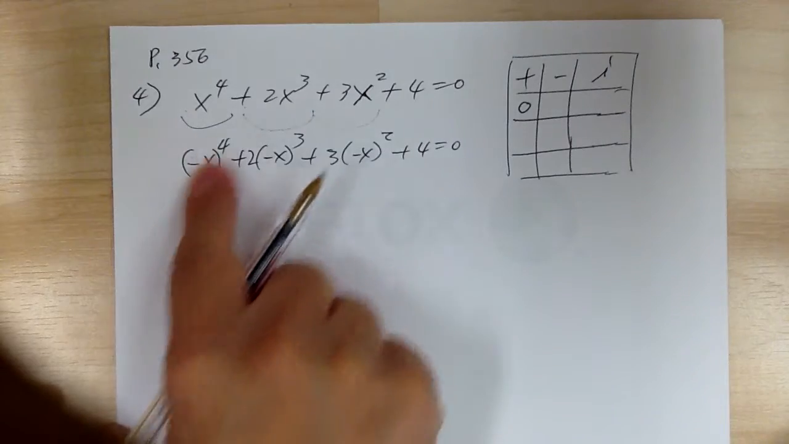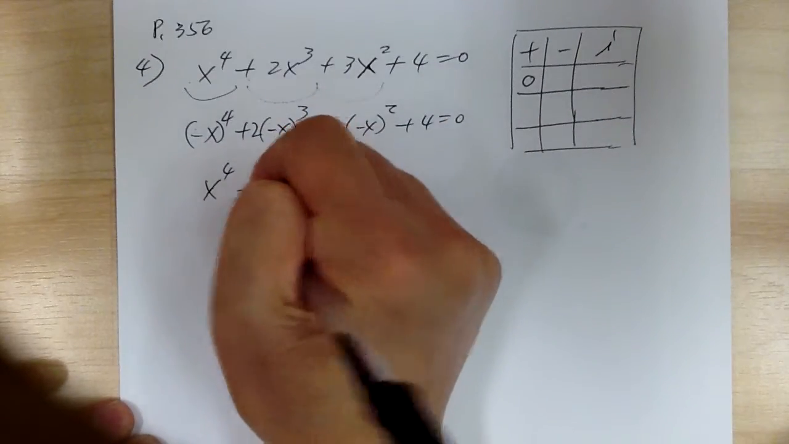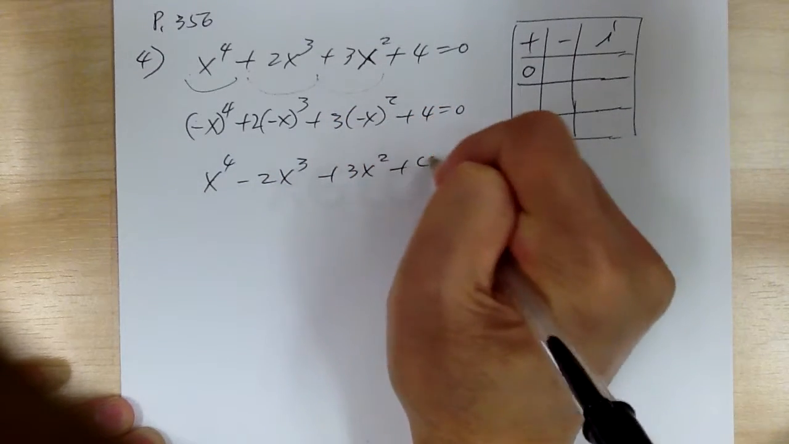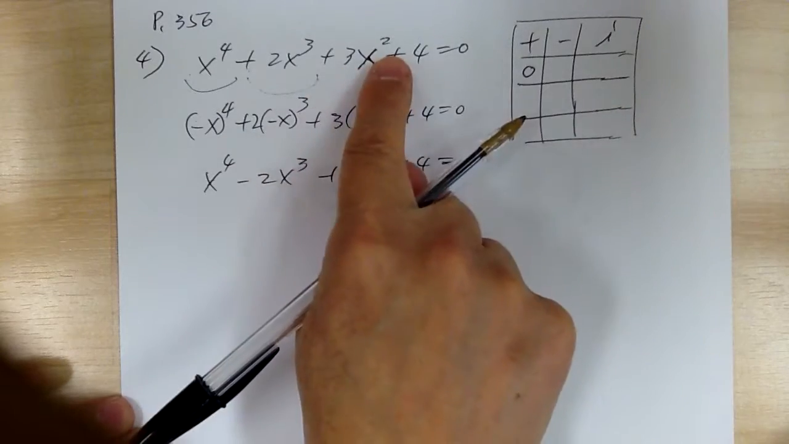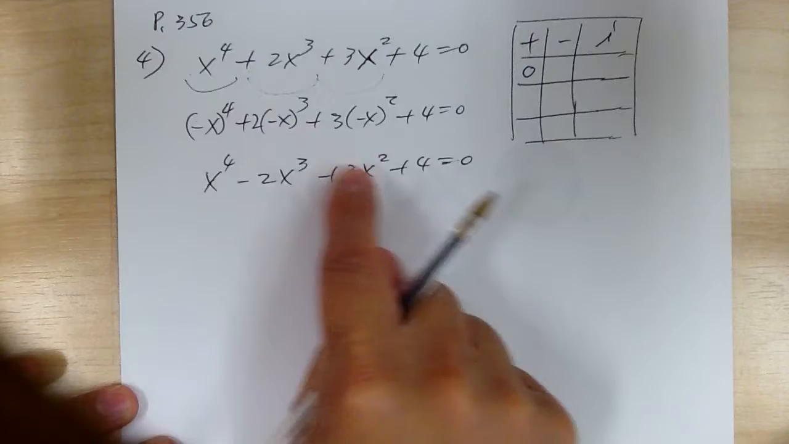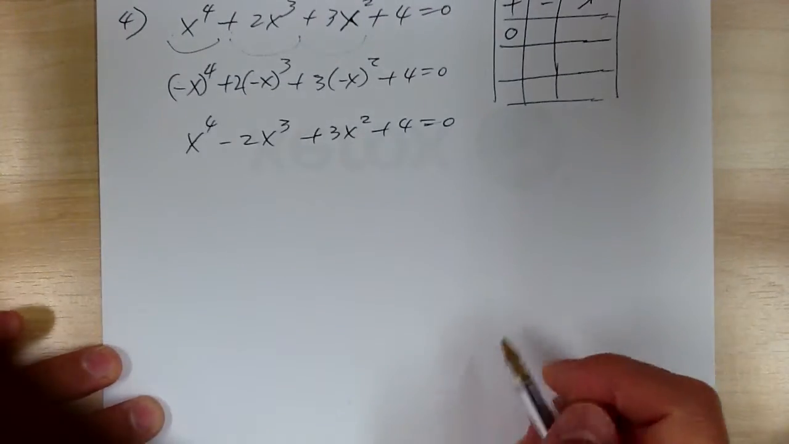But again, this will not change, right? You're still going to get x to the 4, and this would be minus 2x to the 3, and this would be plus 3x squared plus 4 equal to 0. So in other words, all the even exponents, this is 0, right? 0 is even. So all the even exponents will stay the same, but the odd exponents will change sign. Okay? So now let's see how many times it changes sign.